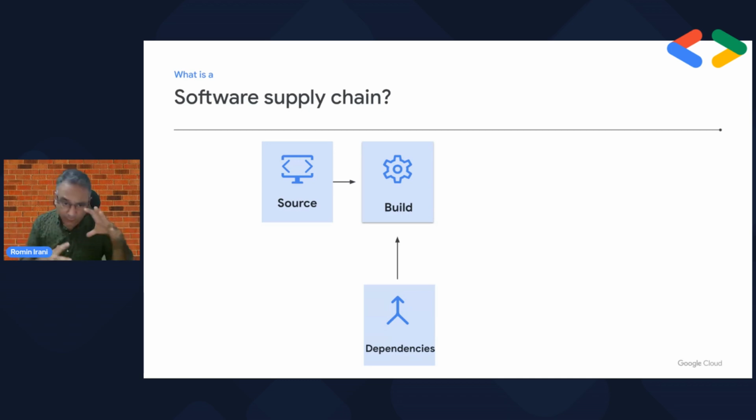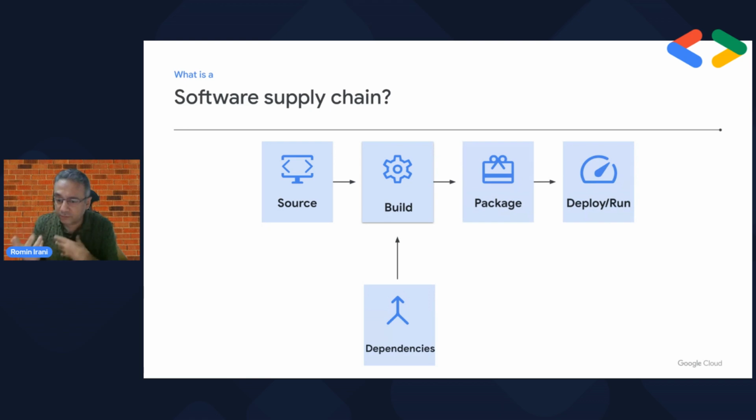So you basically take your source code, you might use some other libraries, and there's a build process out there to produce the artifacts. And so you package it and then finally go ahead and deploy and run this.